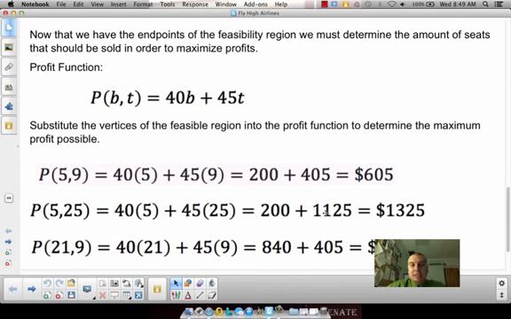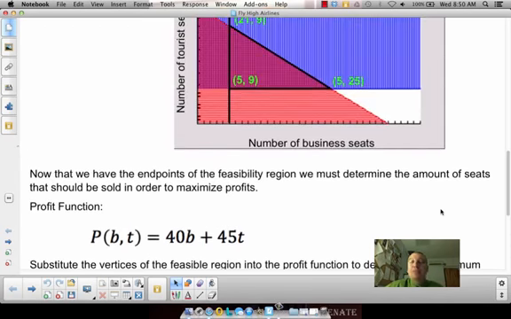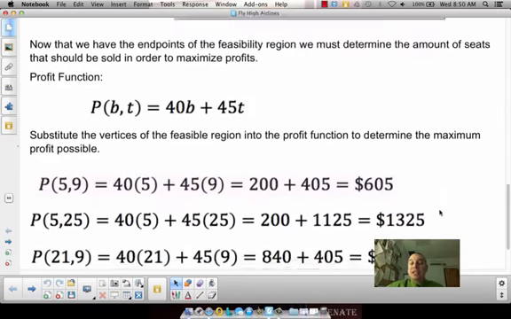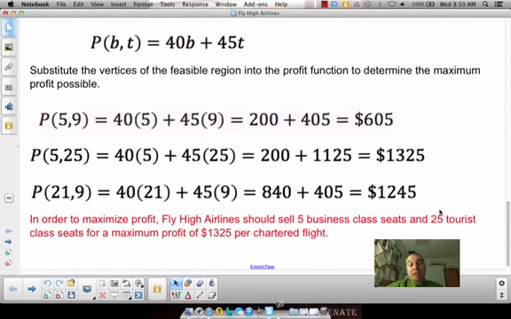So if I look at this, to maximize my profits, I want this option right here, where I have 5 business class seats and 25 tourist class seats, because that gets me $1,325 profit from the flight. That doesn't mean that's what the cost of the flight is. That's just how much, what's the name of the company again? Fly High Airlines. That's just the amount of money they make as profit. So in order to maximize the profit, Fly High should sell 5 business class and 25 tourist class seats to attain a maximum profit of $1,325 per chartered flight.